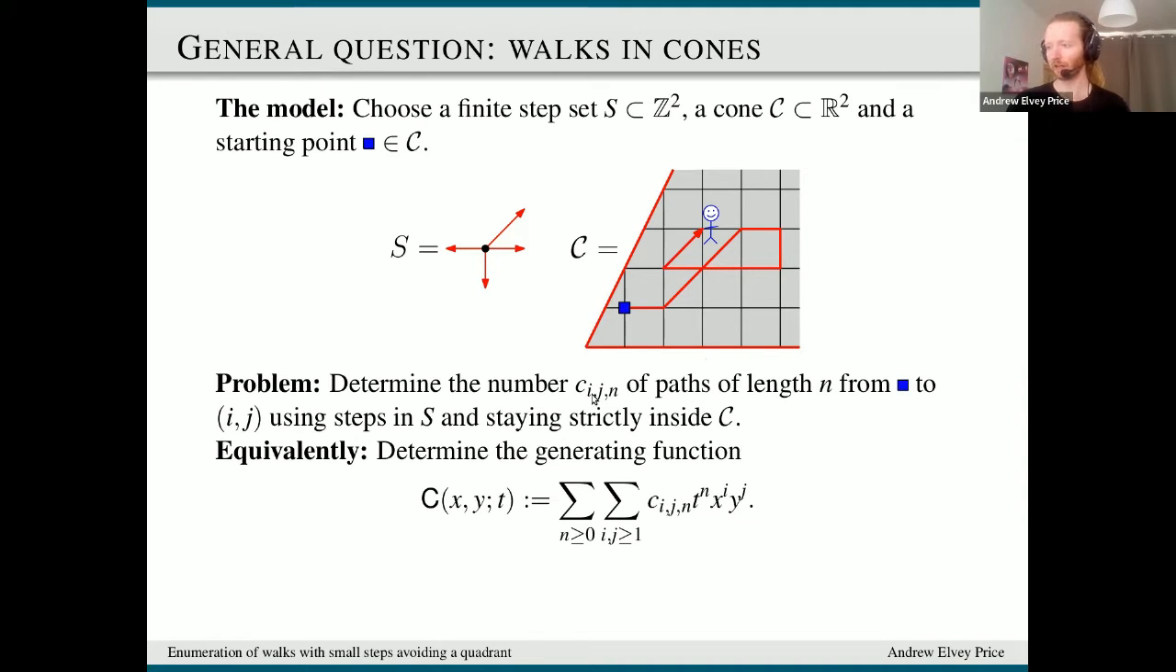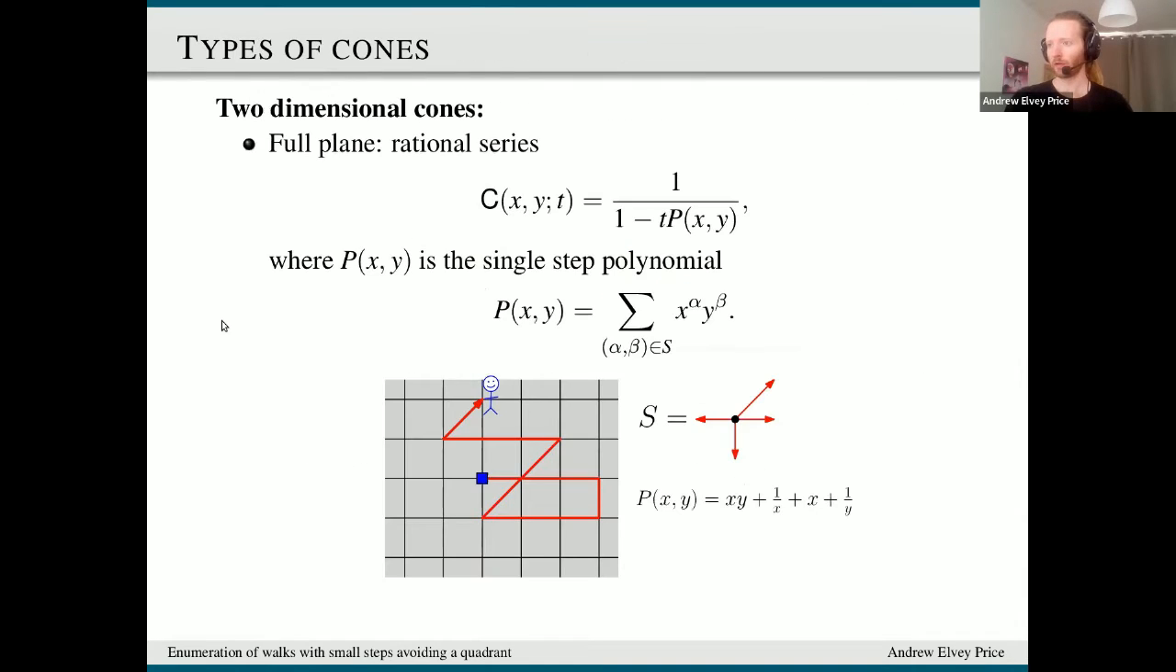So if we let C_{i,j,n} be the number of such paths, ending at (i, j) and of length n, then we want to determine these numbers, or equivalently, we want to determine the generating function, which is the series with these numbers as coefficients. Okay, so the simplest version of this question is where the cone is the entire plane. And in this case, we just get simple rational series such as this for the generating function.